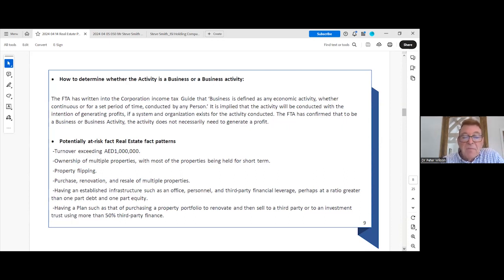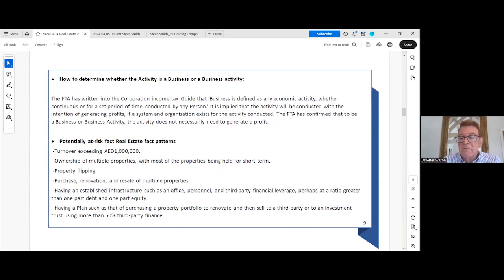Also, what's likely to be a problem is where a person has established an infrastructure, such as office personnel, third-party financial leverage, perhaps at a ratio greater than 1 part debt and 1 part equity. So that's likely to be a problem as well. Having a plan where the owner intends to buy, sell, renovate, and uses third-party finance is also a problem.